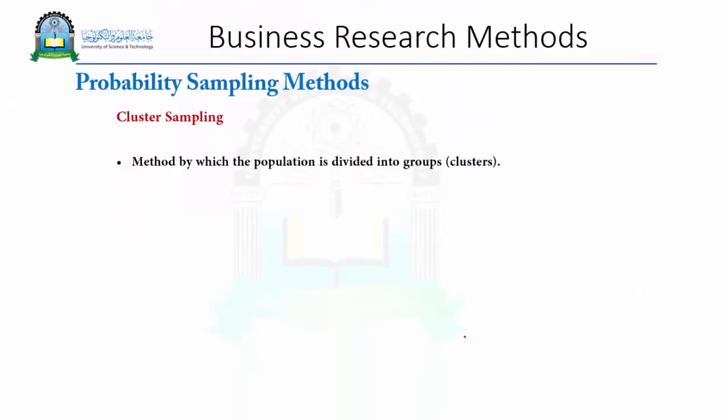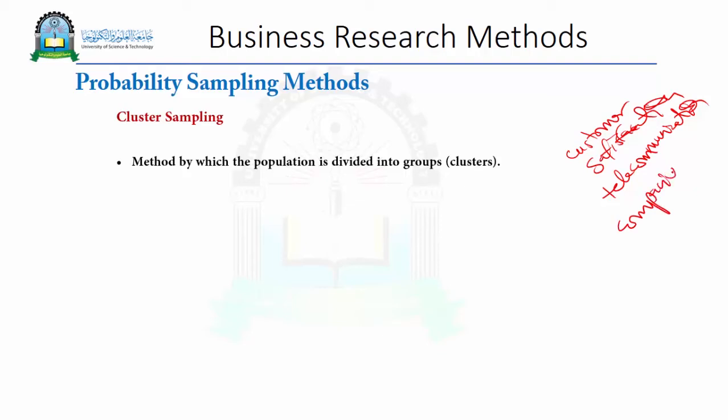The third technique of sampling is what we call cluster. This type of sampling is very, very good, and it can solve the problem of big populations, because sometimes if I am doing research about customer satisfaction in telecommunication companies in Yemen, for example, the population here is going to be millions, might be 9 million. So it's a big population.